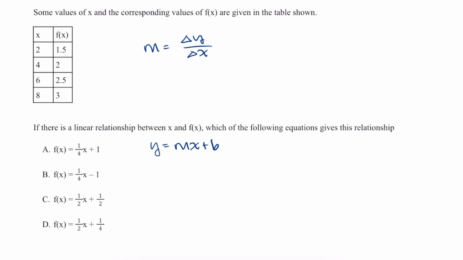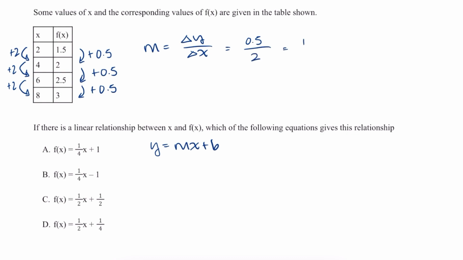So if we look at our f of x values on the table, we'll notice that between each point, f of x increases by 0.5, while x increases by 2. So the slope would be 0.5 over 2, which is also 1/4. So that's our slope. And now we have to find the y-intercept.